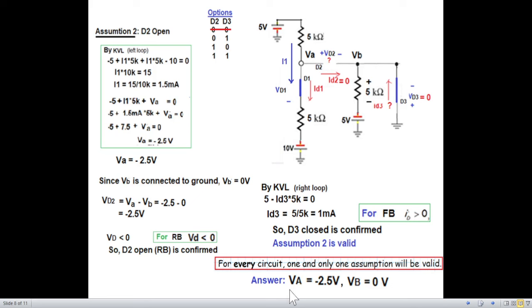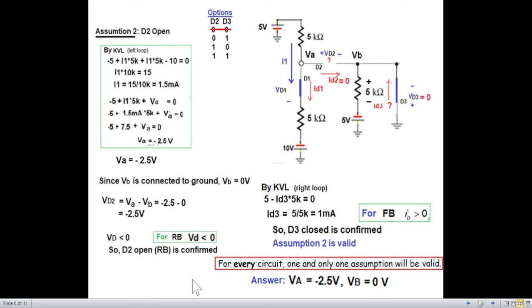This was the question, find VA and VB. So VA is minus 2.5 and VB is 0. Where is it? From here, you can see that VB is 0. I have written it somewhere. Okay, yeah, this one, VB is 0. So this is the answer.